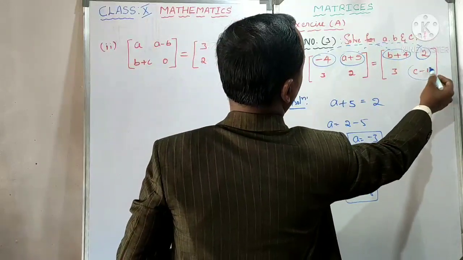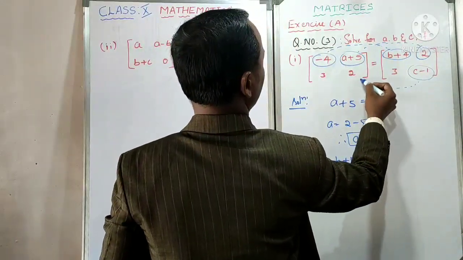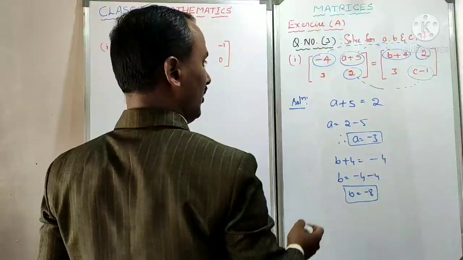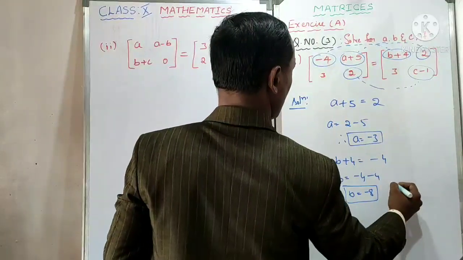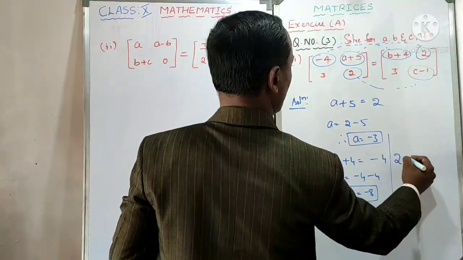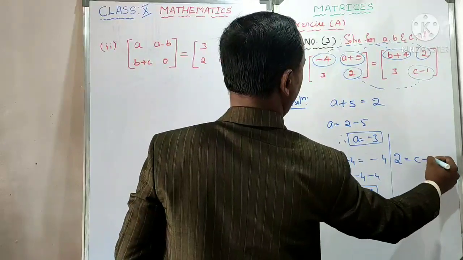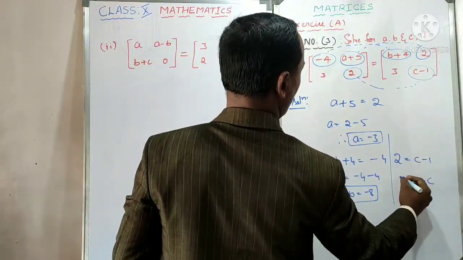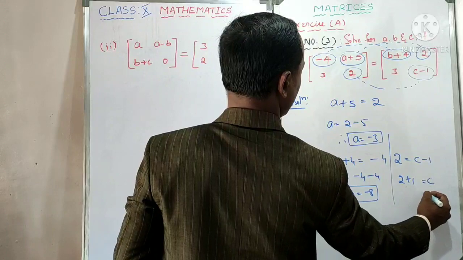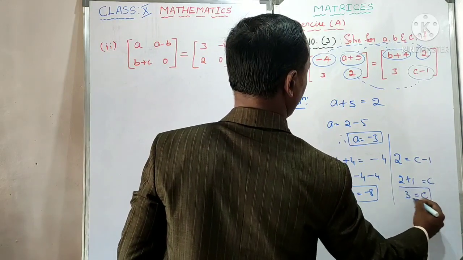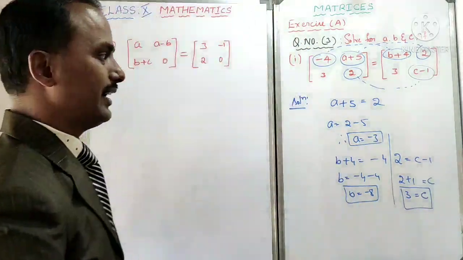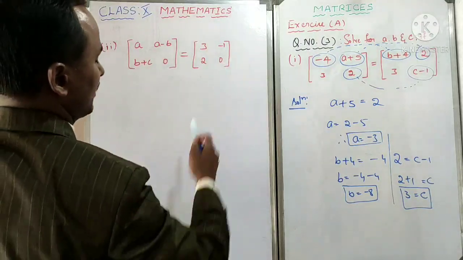Here C is there. This one is equated to this element. Understanding? Okay. Finally, 2 is equal to C minus 1. I want C. C is equal to 2 plus 1. Finally, C is equal to 3. Easy, is it? Okay. Similarly, the second sub-question in question number 3.